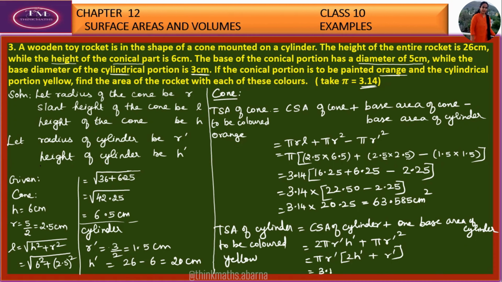So 3.14 into what is R dash? R dash is 1.5. And in the bracket, it is 2 into H dash. What is H dash? H dash is 20. Plus, what is R dash? R dash is 1.5. So, let us do this calculation on another page. So, the calculation is 3.14 into 1.5, and in the bracket we have 2 into 20 plus 1.5.